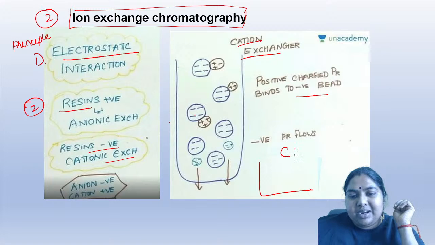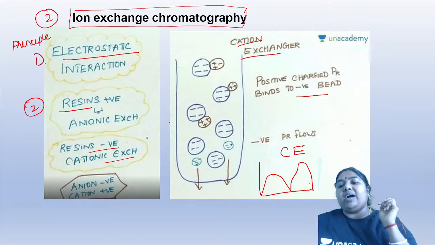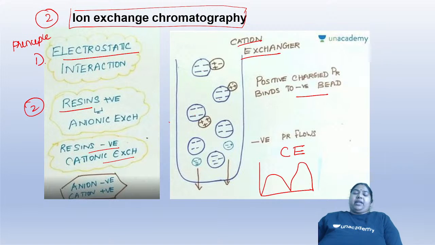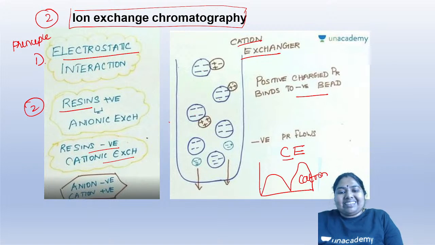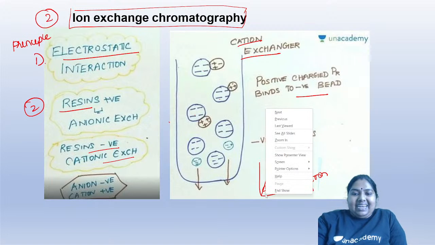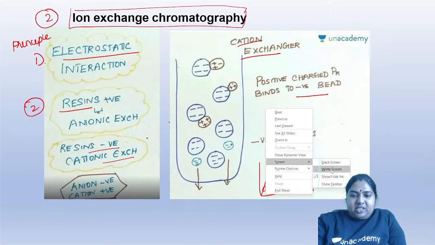In this cationic exchanger, you have two things. One will be eluted first and the second will be eluted late. I will tell you a simple clue. Whoever is in the title should come second. So who is in the title now? Cation. So who should come second? Cation. So who will come first? Anion. Got the clue?